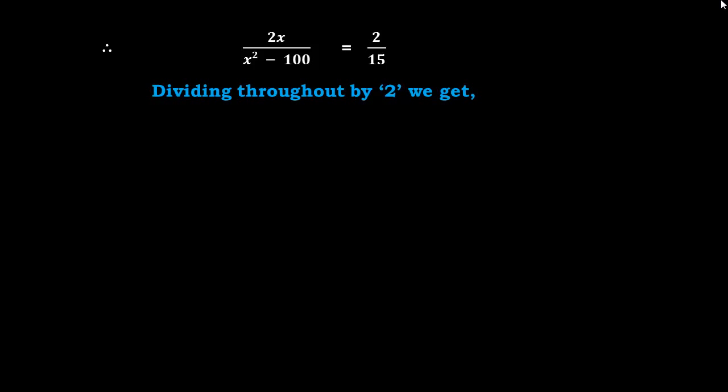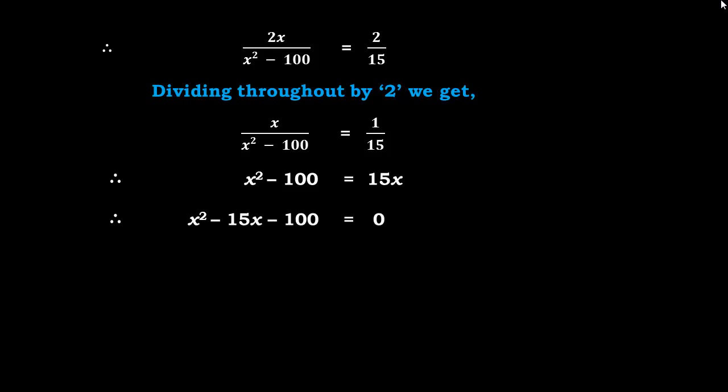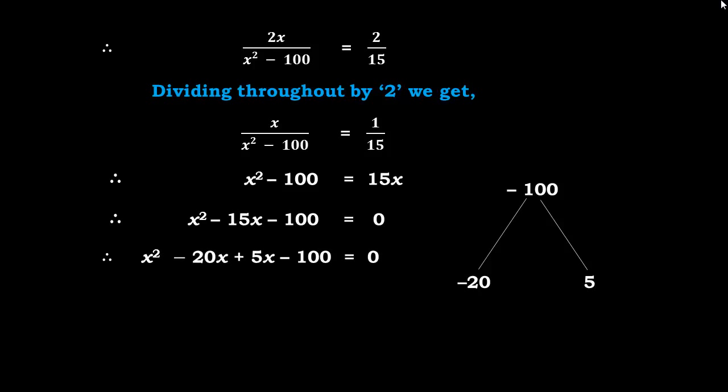Dividing throughout by 2 we get x upon x square minus 100 is equal to 1 upon 15. Cross multiply. x square minus 100 is equal to 15x. So we get x square minus 15x minus 100 is equal to 0. Now we can factorize this. For minus 100 so that the sum will be minus 15, the factors are minus 20 and plus 5. So we can write x square minus 20x plus 5x minus 100 is equal to 0.